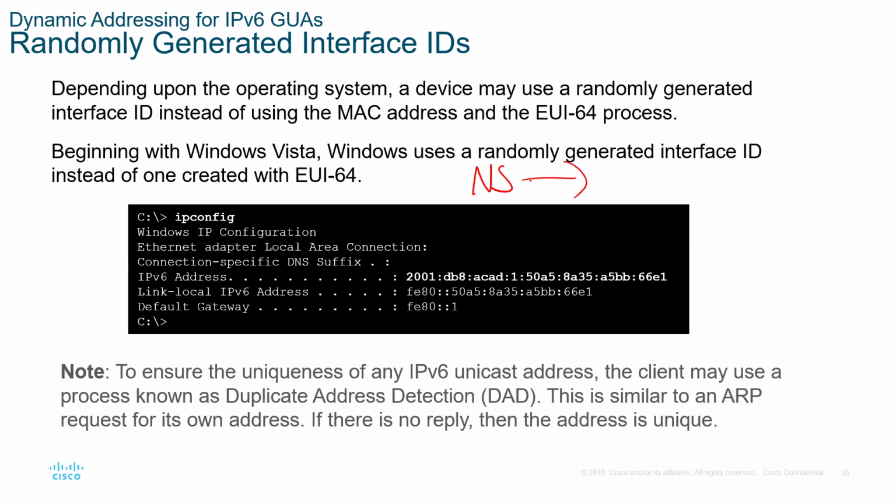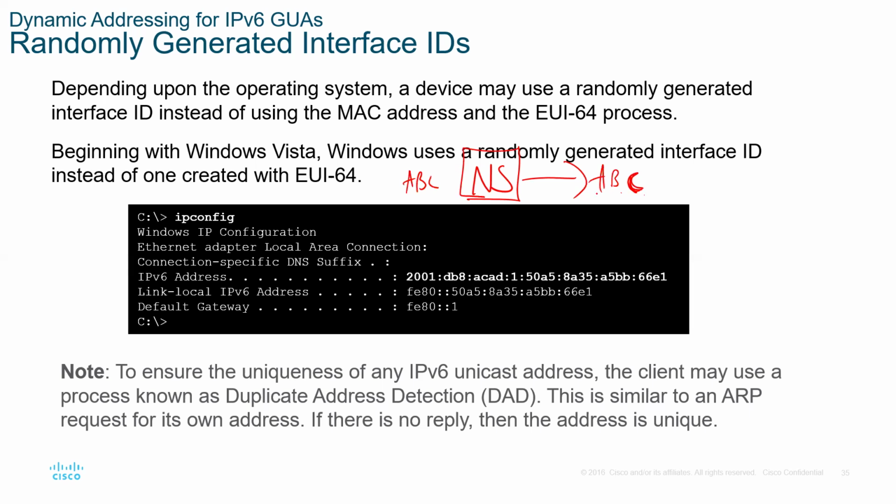Basically, in the NS, the target is the IPv6 address. The NS is sent for whatever IPv6 address you assign to the device. So let's say we assign one IPv6 address to our device. Let's just call it ABC. The destination IPv6 address will be used in the NS, asking, where is ABC?